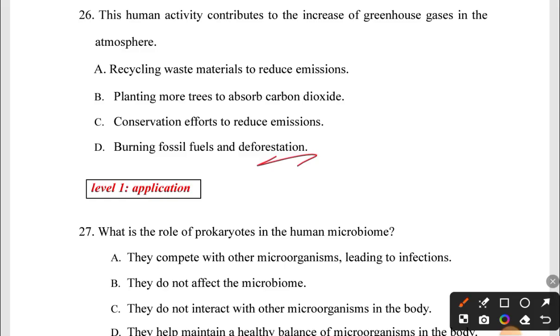27. What is the role of prokaryotes in the human microbiome? That is, in humans. So A, they compete with other organisms leading to infections. B, they do not affect the microbiome. C, they do not interact with other microorganisms in the body. D, they help maintain a healthy balance of microorganisms in the body. Now, prokaryotes are actually bacteria and they are found in the digestive system of humans. They aid not just humans but also ruminants and they aid in digestion. But this question is about humans, so let's just stick to humans. So the answer to question 27 is D.